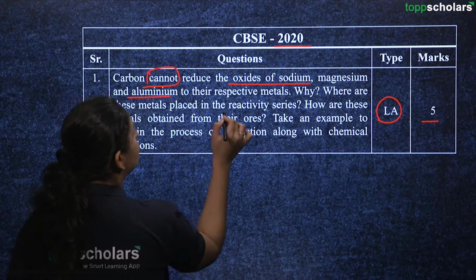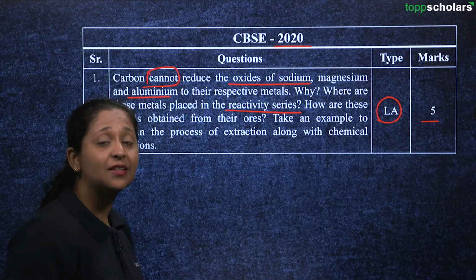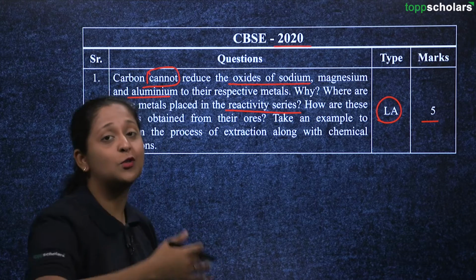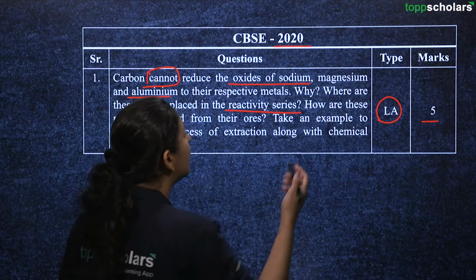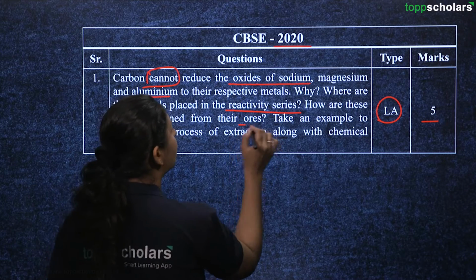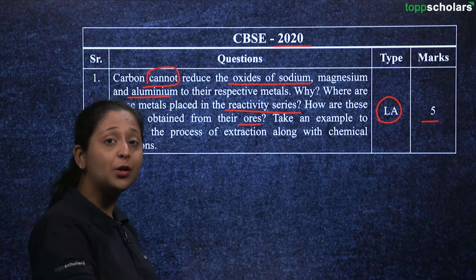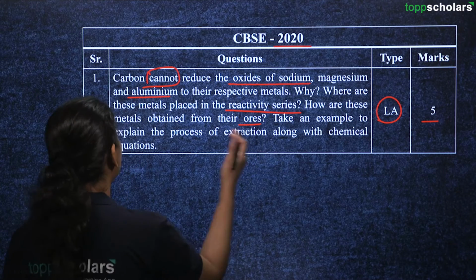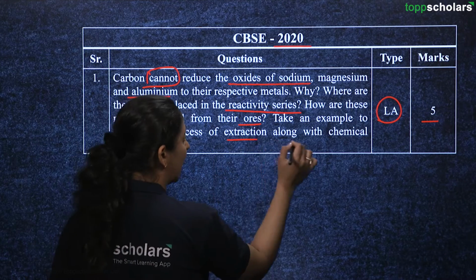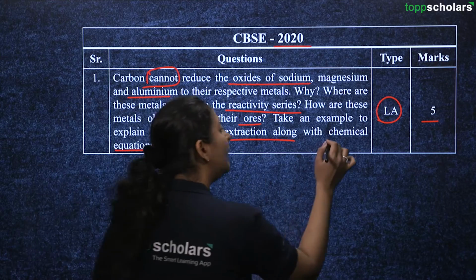Where are these metals placed in the reactivity series? Which metal is most reactive? Which is the least reactive? How are these metals obtained from their ores? How can you produce them from that ore? Take an example to explain the process of extraction along with the chemical equation.